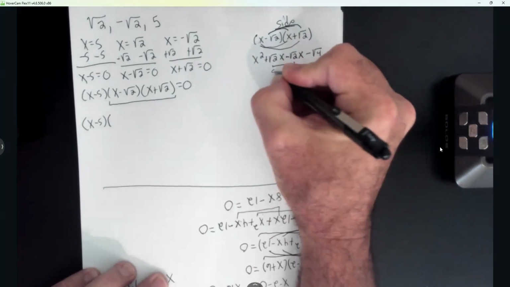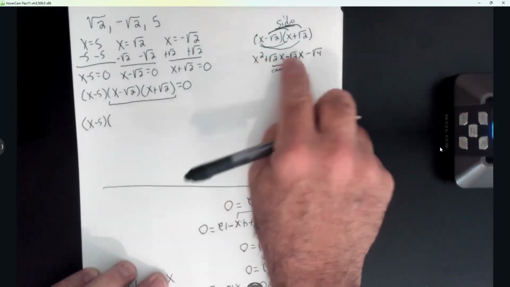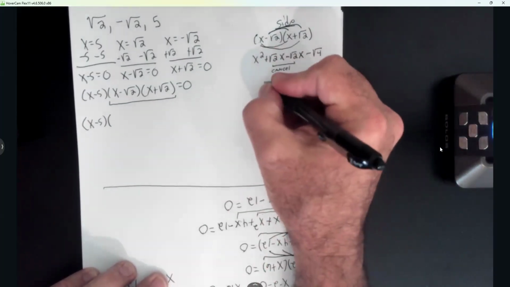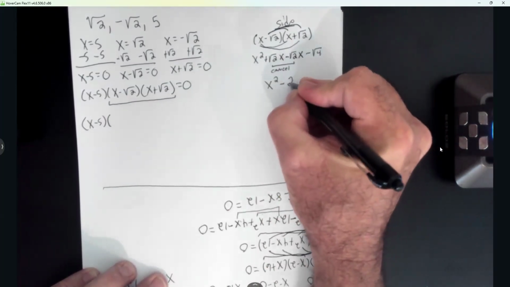These in the middle, they cancel. Square root of 2 x, negative square root of 2 x, those cancel. So all that's left is our x squared minus the square root of 4, which is 2.